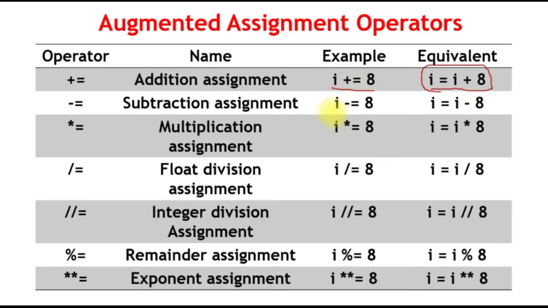Okay? Next is subtraction assignment. I minus is equal to 8. So, ang equivalent nito ay I is equal to I minus 8. So, shortcut lang po ang augmented. So, gagamitin lang siya kapag same variables yung nasa left and right. So, ganoon din sa ibang part ng ating operators. So, example tayo para lalo nating maintindihan.